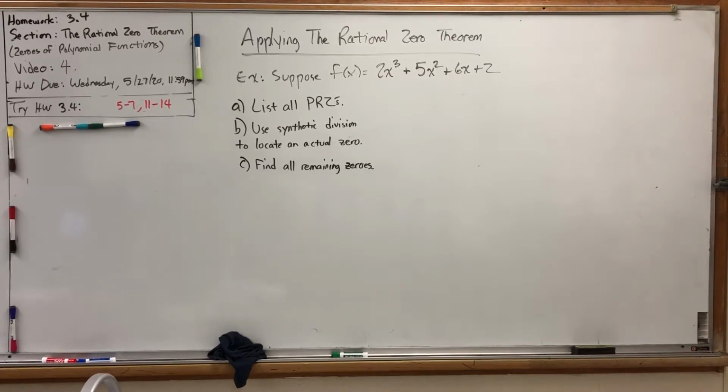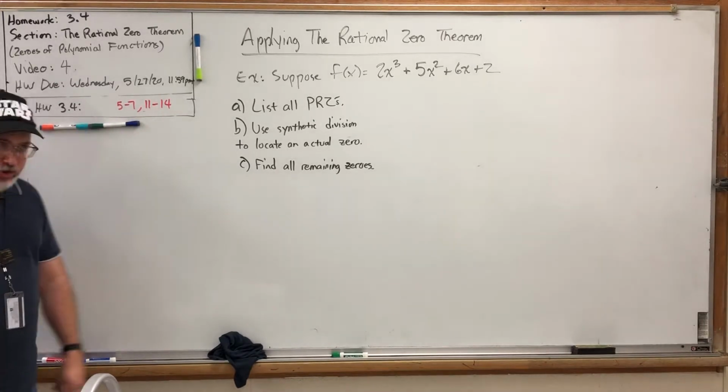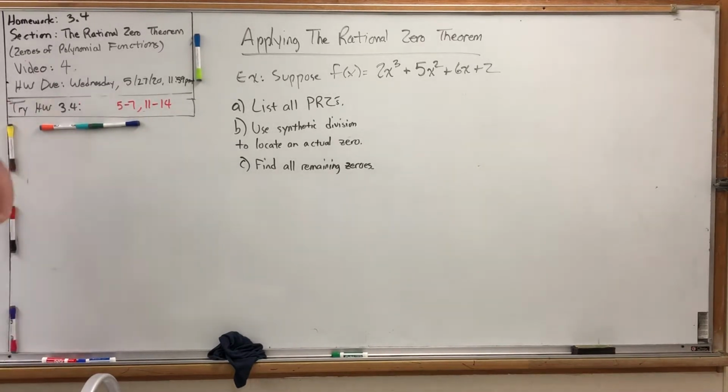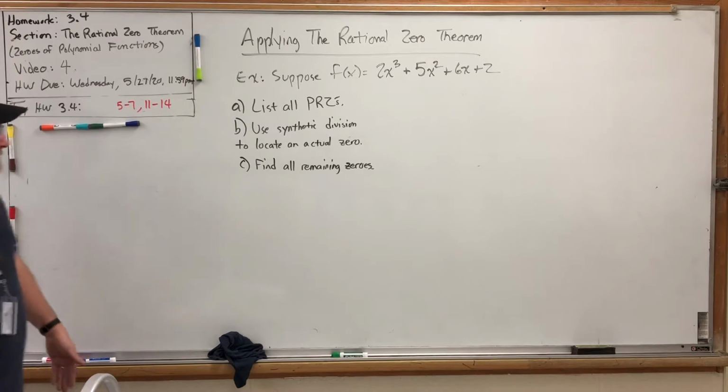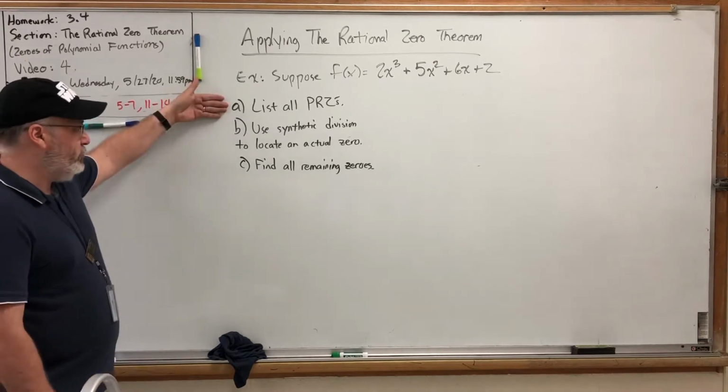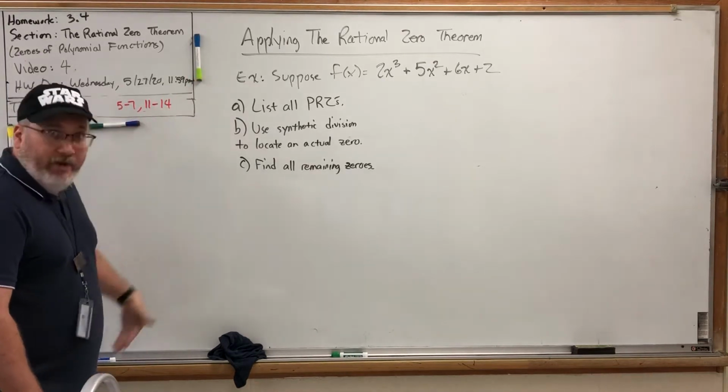And you may notice that where it says try homework 3.4, it's the same numbers that were in the parentheses in the previous video, meaning that what you're about to see is what these problems are asking you to do. The reason they were listed in the previous video in parentheses is because they ask you to list possible rational zeros, and then do something more.